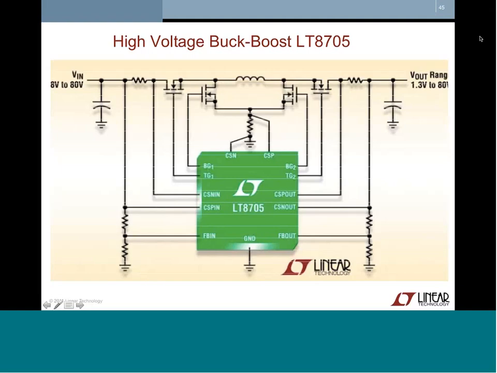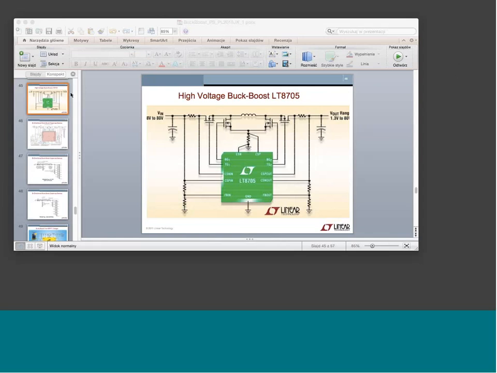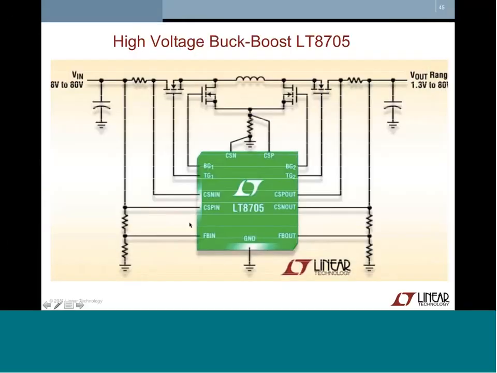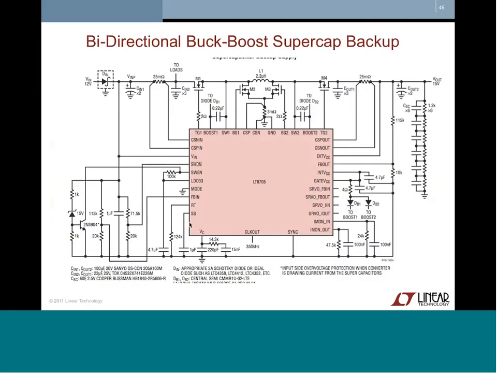So you could see that Albert discussed the four control loops of the input and output currents and voltages. Thanks to these full possibilities of the LT8705, we can configure this as a bidirectional buck boost supercap backup in this configuration.